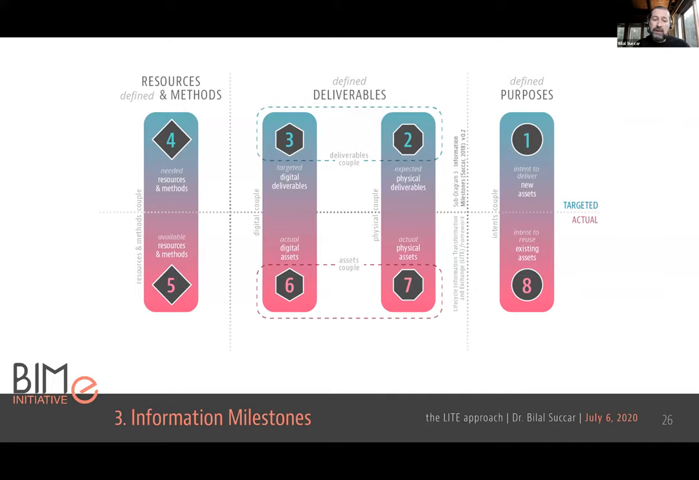And this coupling works both ways. You could have a digital representation of an asset that becomes physical through construction, fabrication, but also the physical asset could be made digital through laser scanning, connecting to IoTs, etc. These couples are natural. They're not made up, and they are very powerful in allowing measurement, verification, and validation.